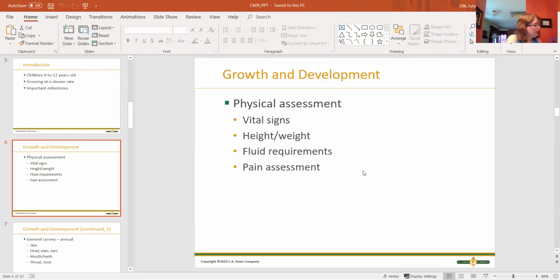A fever is generally considered to be a temperature greater than 101.4. Fevers do not cause seizures, although a sudden increase in body temperature may result in a febrile seizure.